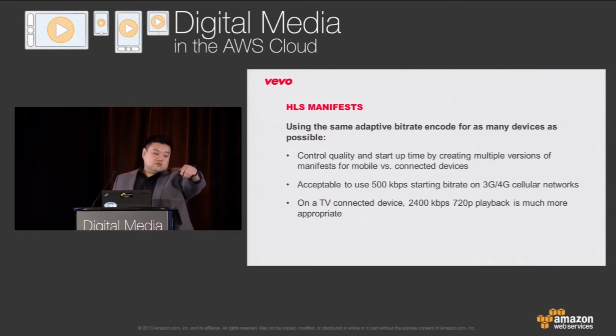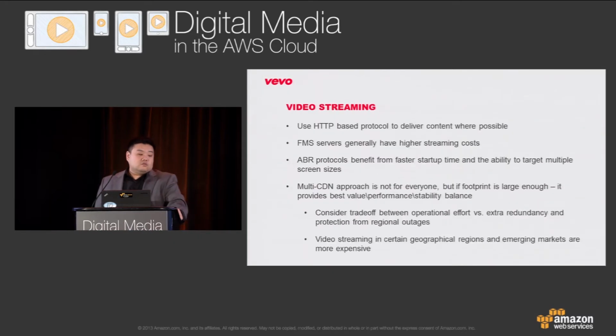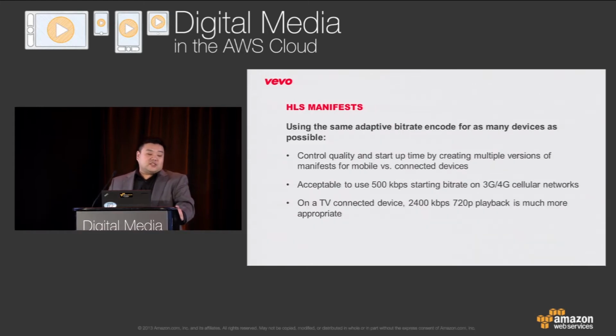So with our HLS manifests, the whole goal is to get the same adaptive bitrate encode on as many different platforms as possible and to reuse them. Some of the things that you can weigh against each other are the startup time of a video versus the types of devices that you're serving the content out on.